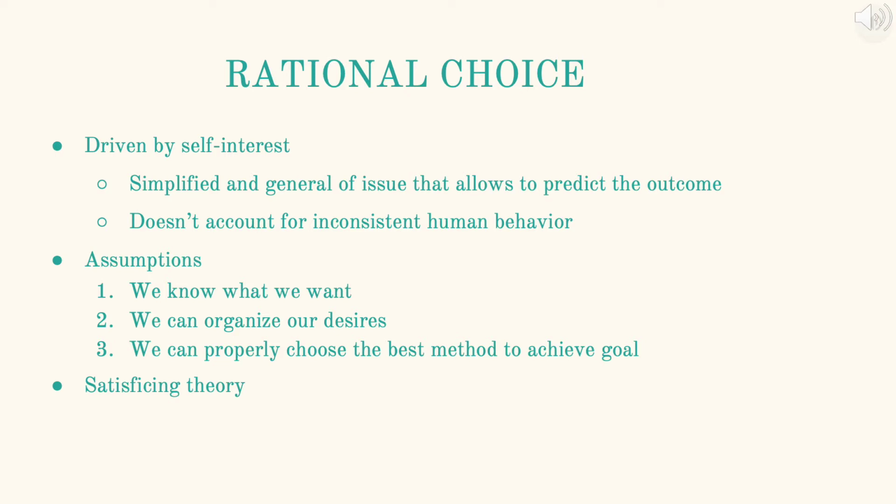This theory assumes that we know exactly what we want, that we can organize our choices, and choose the best way to achieve the goal, as if we have the perfect information to make a decision with the pros and cons in consideration. Satisficing theory is basically a shortcut that permits us to choose the first option without really thinking about other choices.